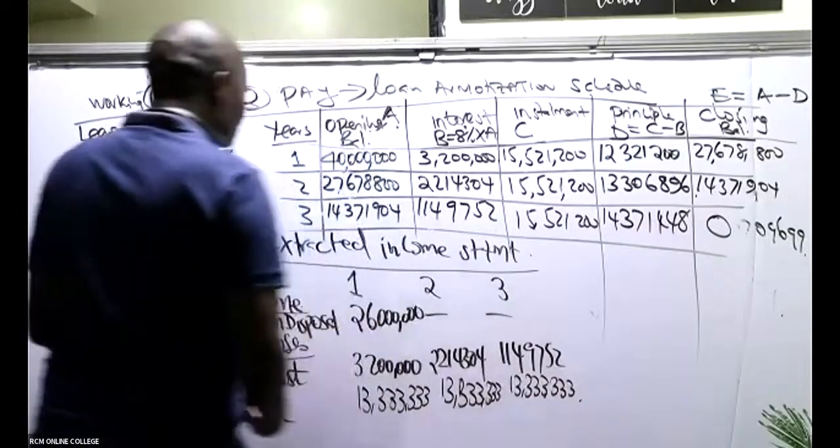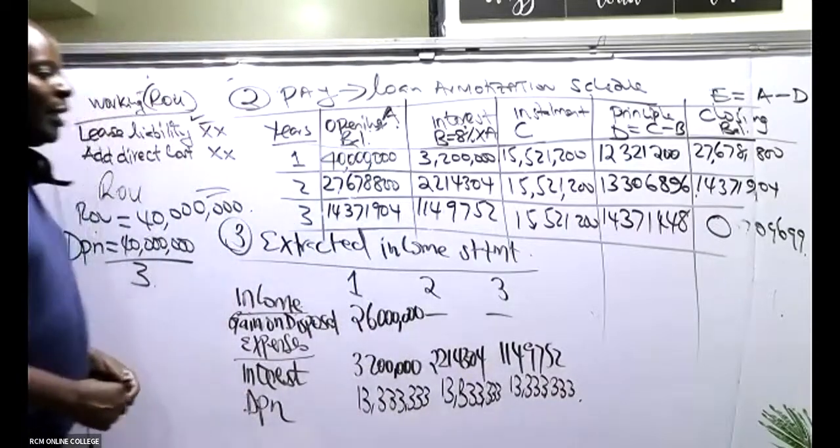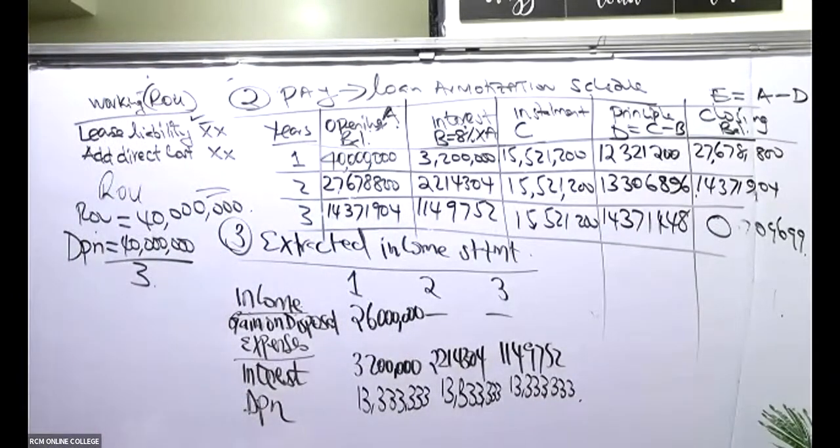And now you are through with your extracted income statement. These are the numbers you'll be able to take to your income statement pertaining to your leased asset. These are the numbers you should take to have the full extracted income statement. So please ask questions.